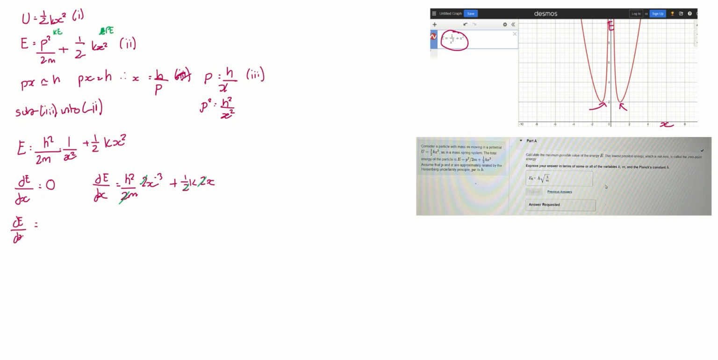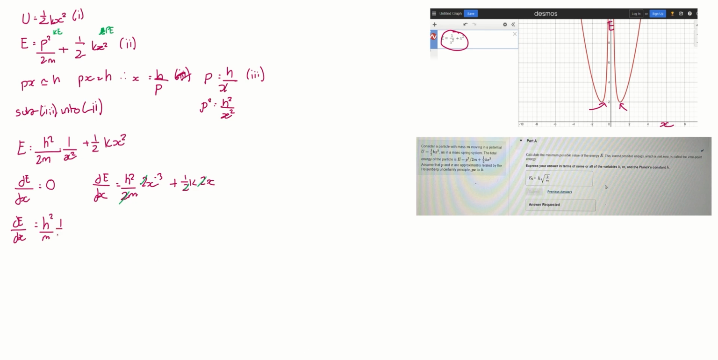dE over dx equals, what have we got here? We've got h squared over m times, oops, not x, got to be careful here, it's not that at all, times 1 over x cubed.